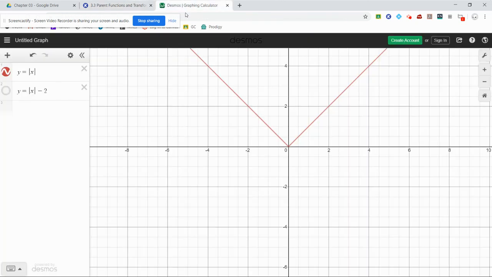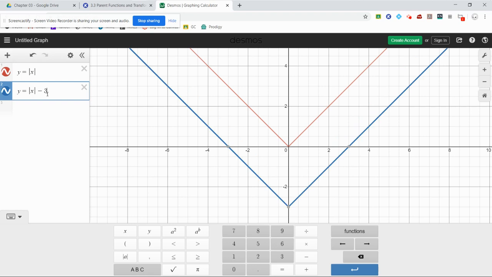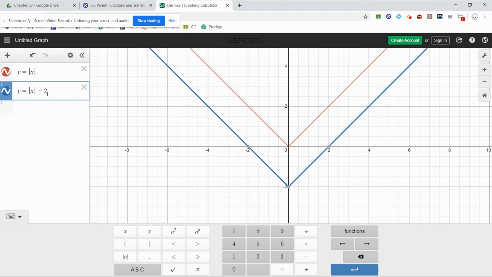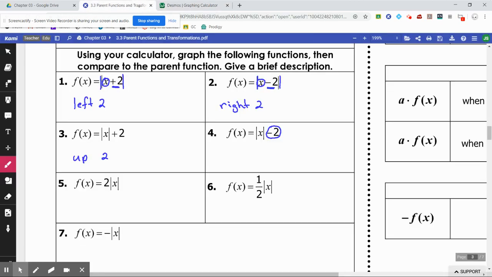You see here again your absolute value function, and now when we subtract 2 outside of the function, it moves it down 2. And again, when I subtract 3, 4, or 5, it just moves it down by that amount. So therefore, by subtracting 2, I move my graph down 2 units. So this moves it down 2.